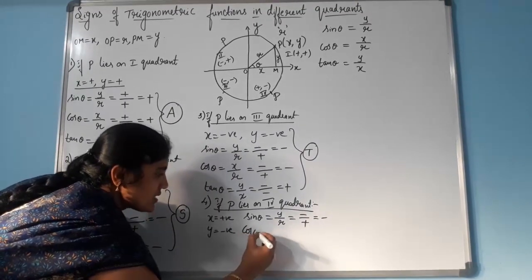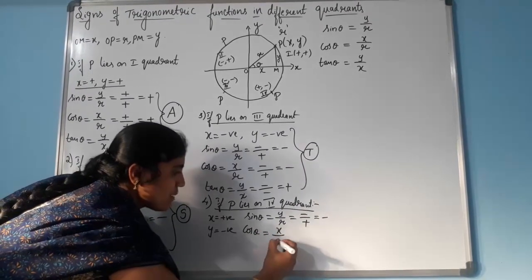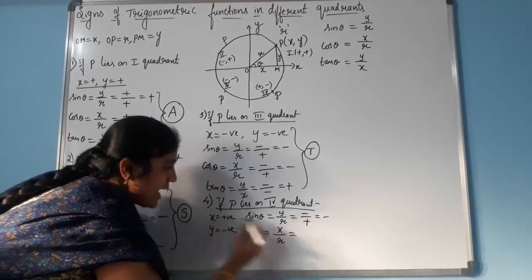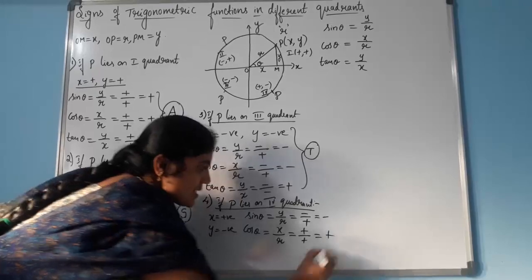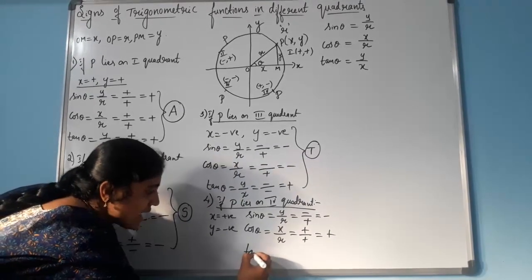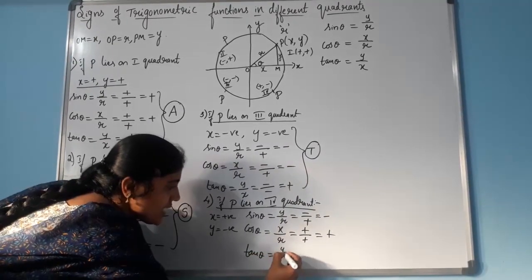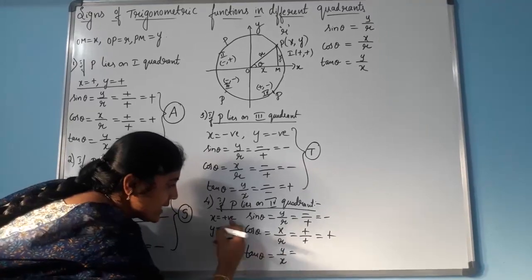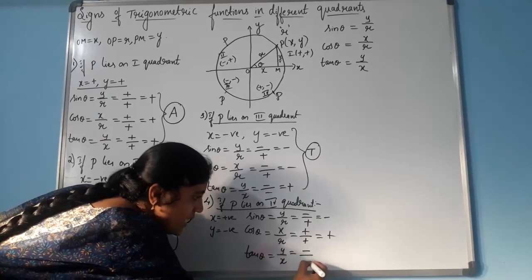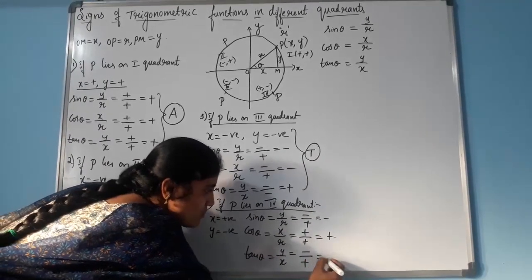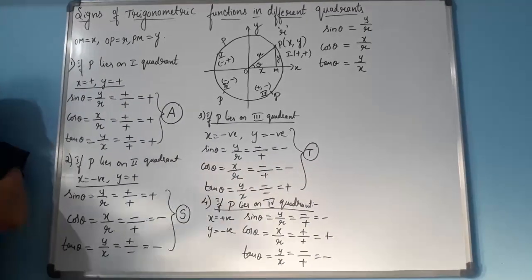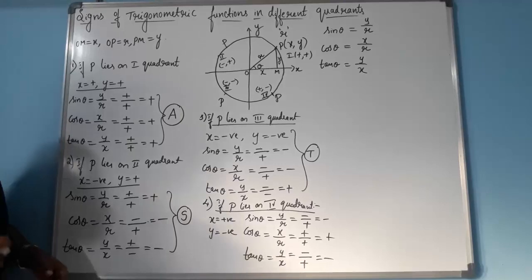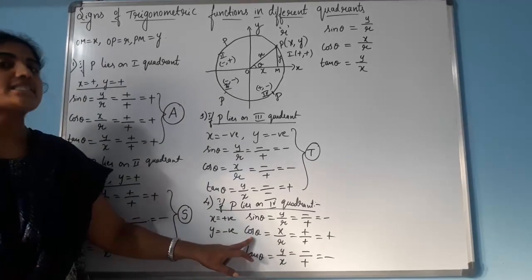Next is cos theta. Cos theta is x by r, which is equal to x is positive, radius is always plus. So plus by plus is plus. Tan theta is y by x. Here y is negative, x is positive, minus by plus is minus. See here, in fourth quadrant, the trigonometric function which is positive is only cos theta.